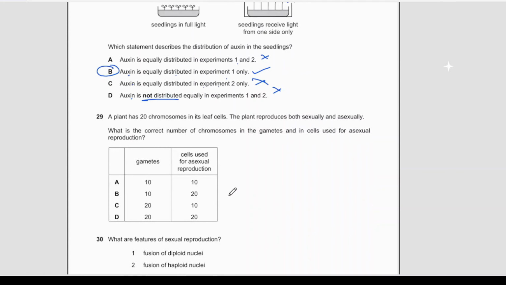Okay, a plant has 20 chromosomes in the leaf cell and it reproduces both sexually and asexually. So how many chromosomes are present in the gametes and in the cells resulting from asexual reproduction?